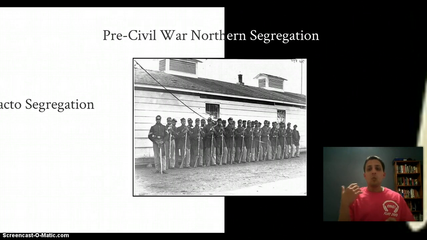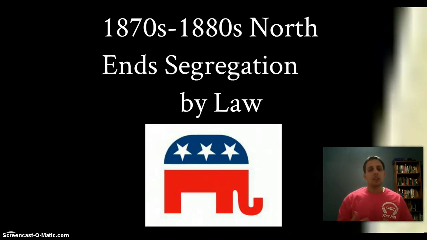Now, after the Civil War, things start to change. When you look at the 1870s and the 1880s in the North, segregation is going to end by law. State by state is going to eliminate segregation in the North. And a lot of it has to do with the Republican Party gaining dominance throughout the Civil War and really gaining an upper hand in Northern politics.